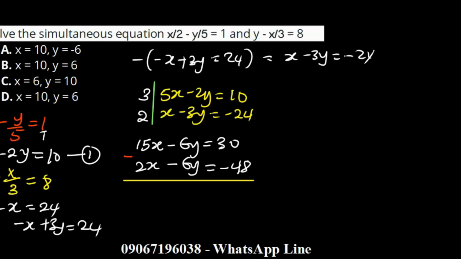So here we'll go ahead with this. 15x minus 2x is going to give us 13x. And this is going to be equal to 30 minus 48, which is going to give us minus 78. So x is going to be 78 divided by 13. Therefore, x is going to give us 6.